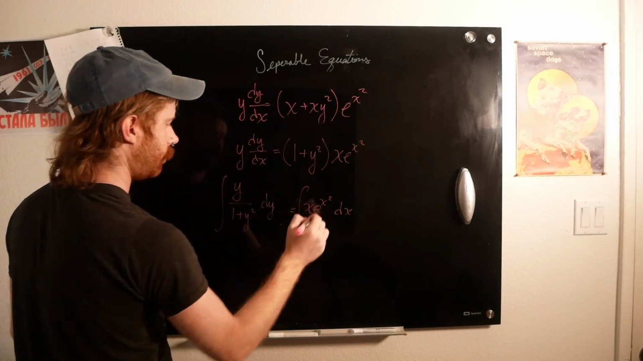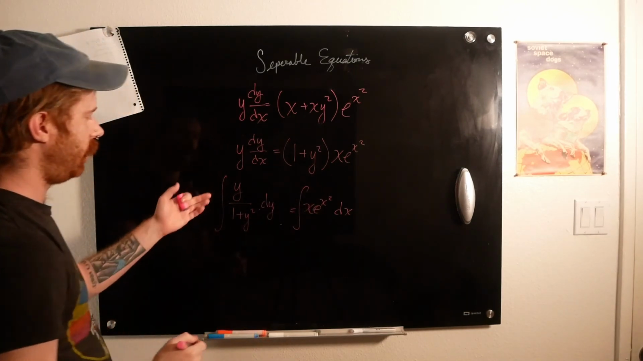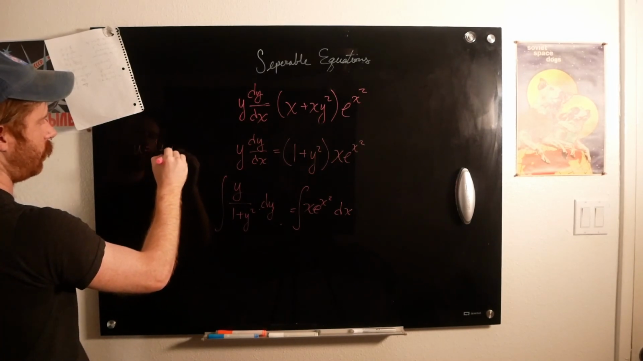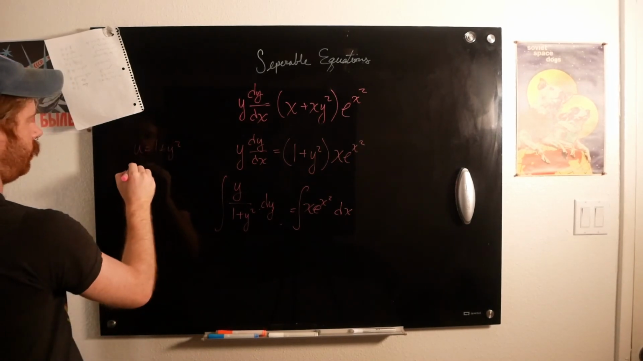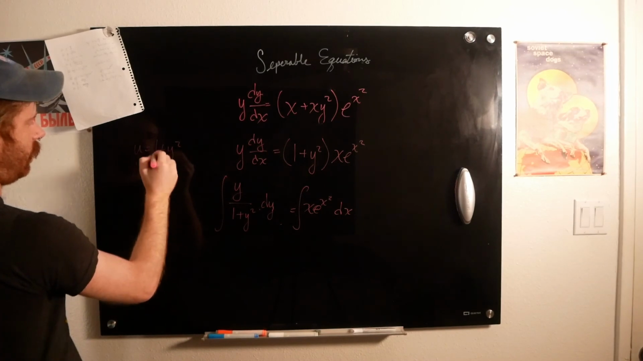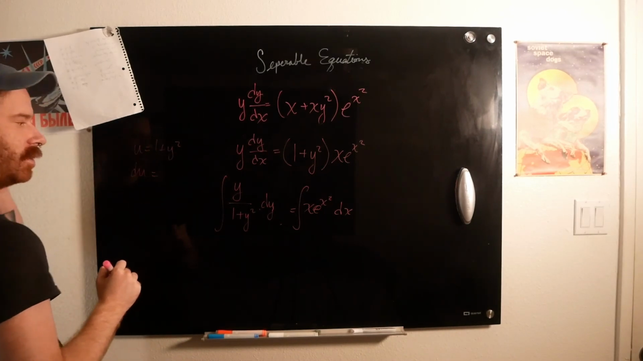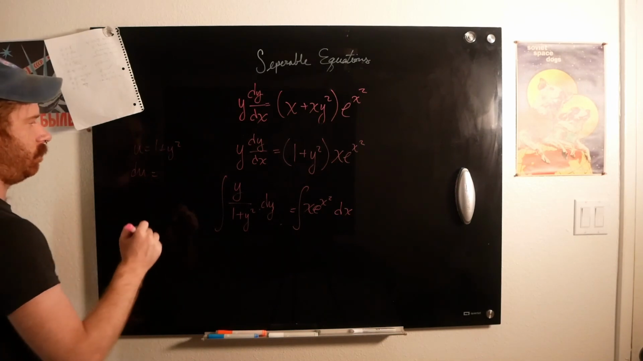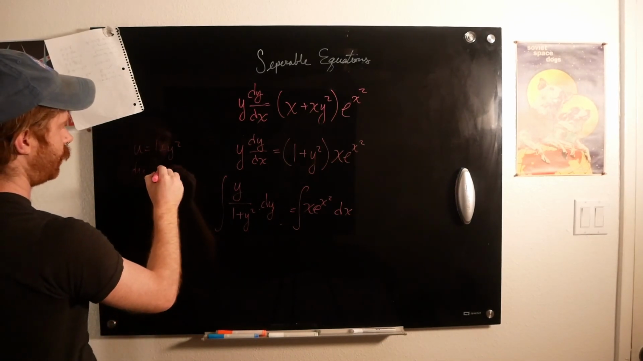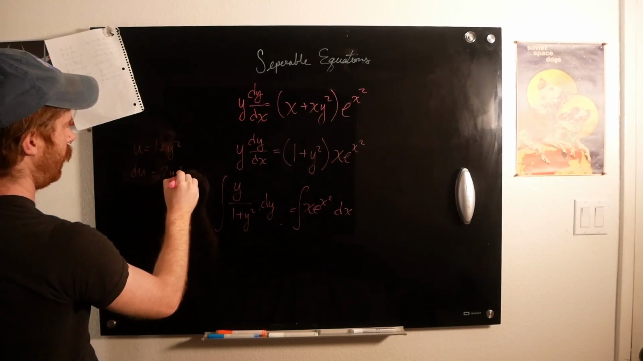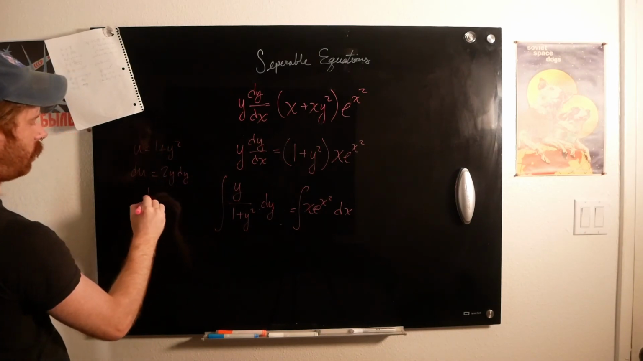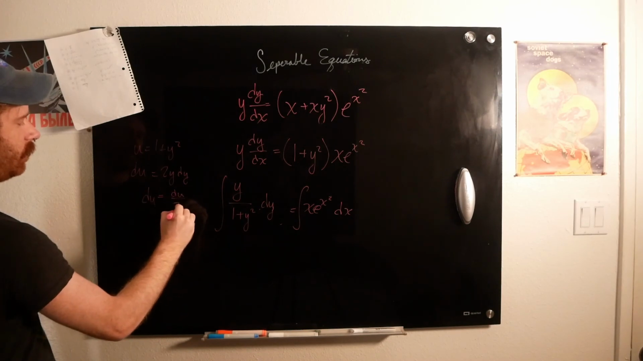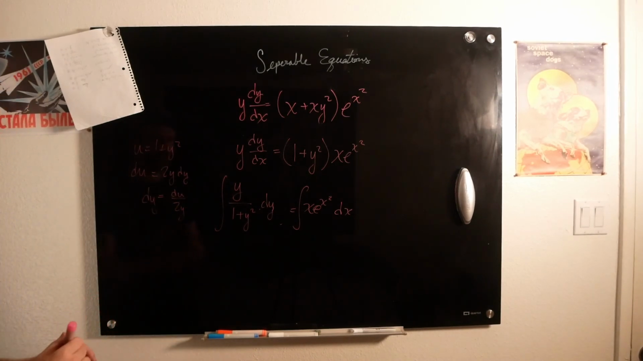And when we do this, for this we can use a u sub, set u equal to 1 plus y squared. So when we do that, we'll take the derivative of u, just a simple substitution. The derivative of 1 is just nothing, and then the derivative of y squared is 2y dy. I will solve for dy. So that's du over 2y, right?